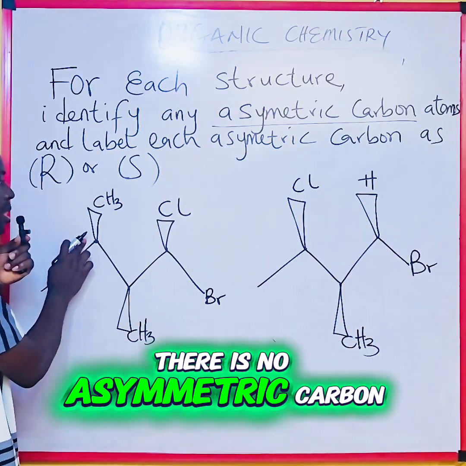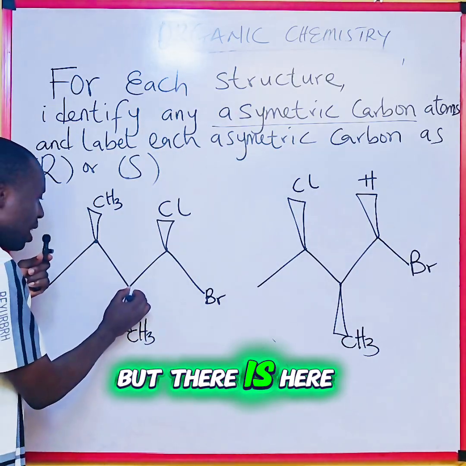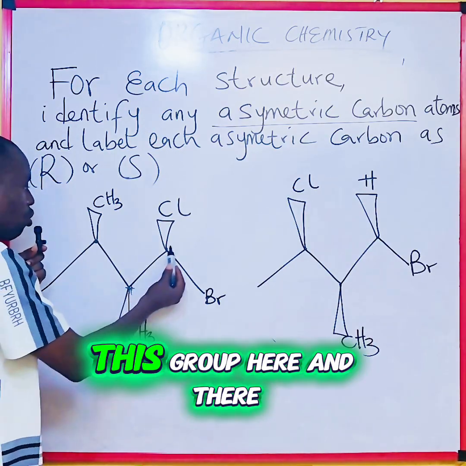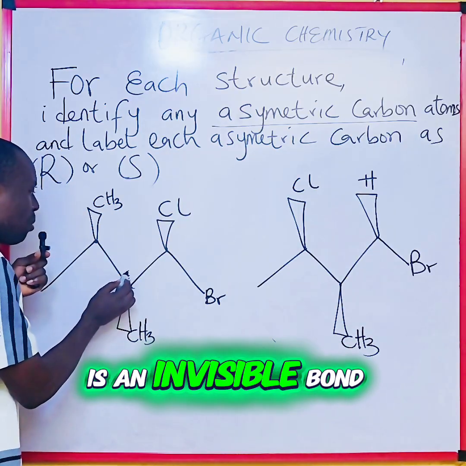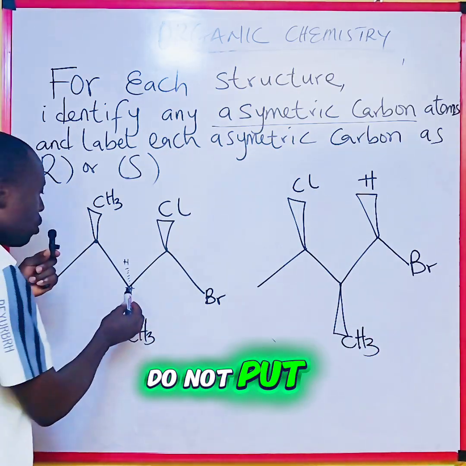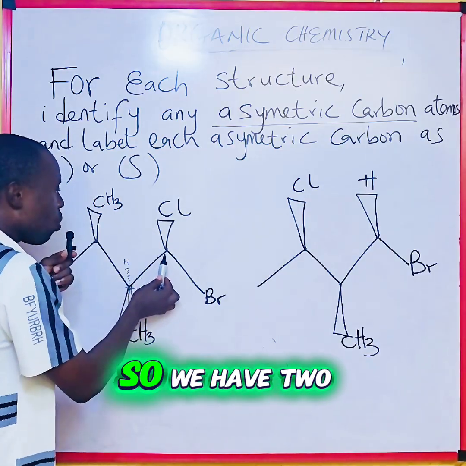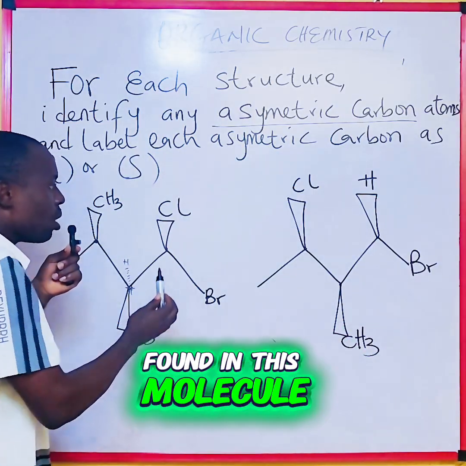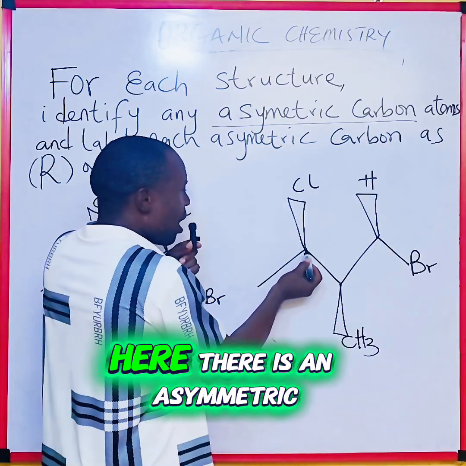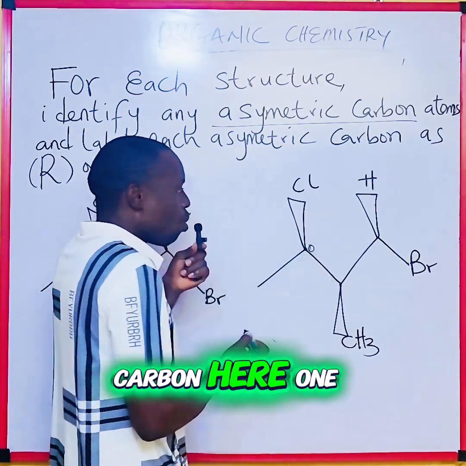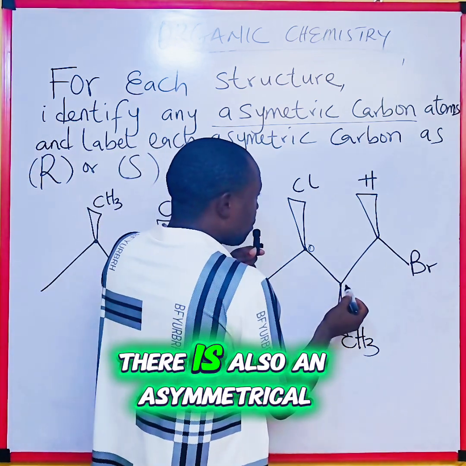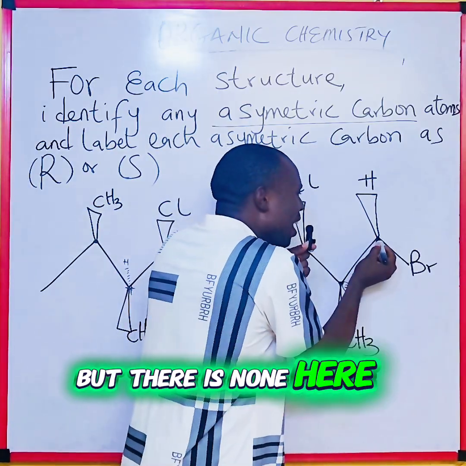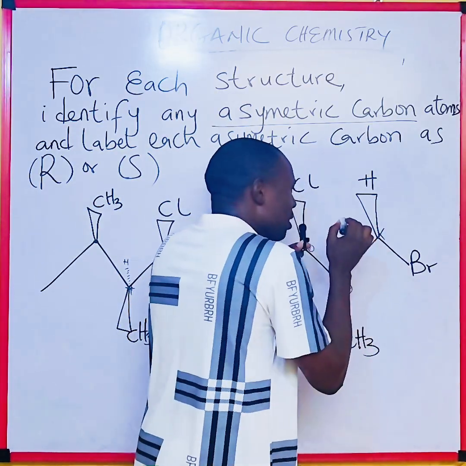So there is no asymmetric carbon here, but there is here. Why? This group here, this group here, this group here, and there is an invisible bond which is hydrogen that you do not put. So we have one here, we have two here. So we have two asymmetric carbons found in this molecule. The same thing goes here. There is an asymmetric carbon here, one. There is also an asymmetric carbon here. But there is none here.